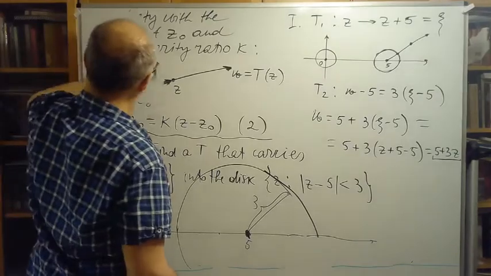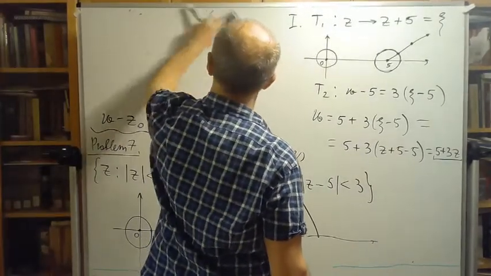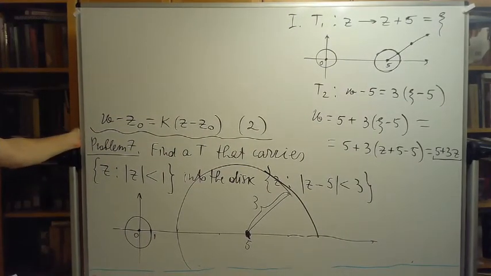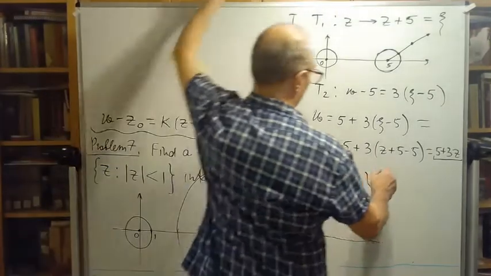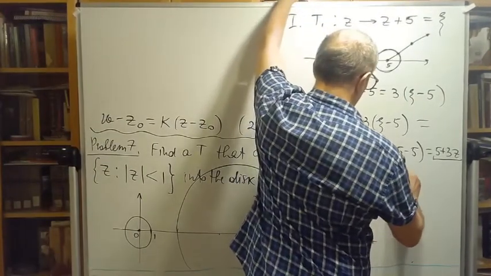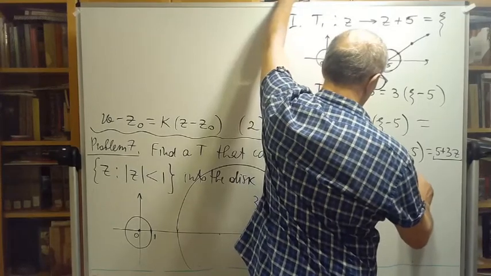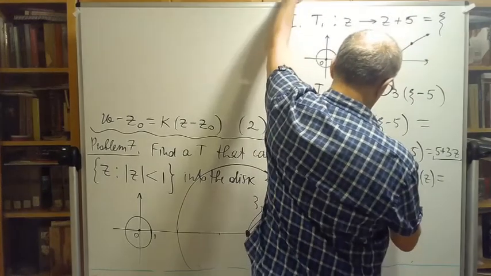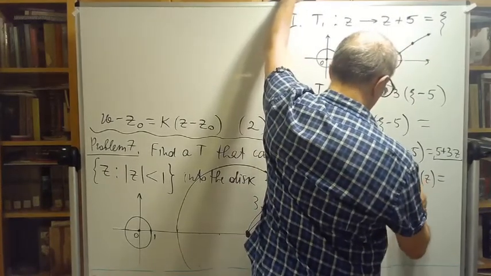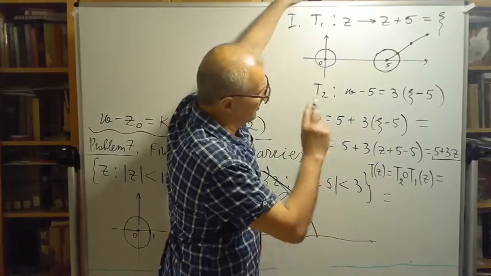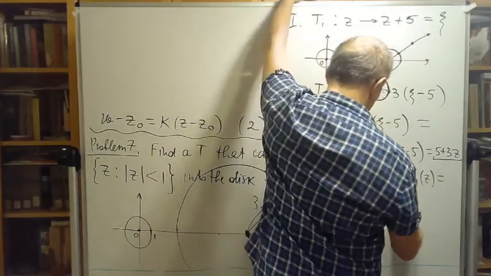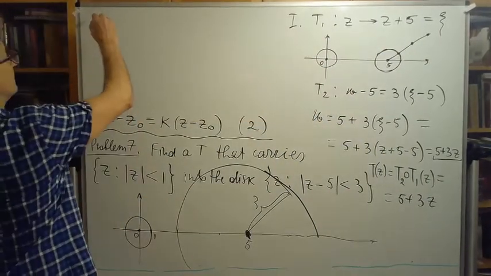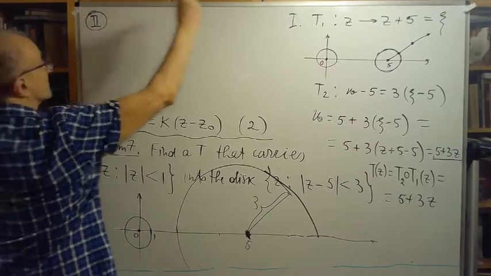And can we do it differently? Yes, we could do it differently. We could first make this circle into a big circle of radius 3. So T, I will write final, T equals T2 composed with T1, T applied to Z. This is the sign for composition. Usually we'll just write T2 T1. And it will be 5 plus 3Z. Alright, what else could we do? Second method. It was the first method, right?